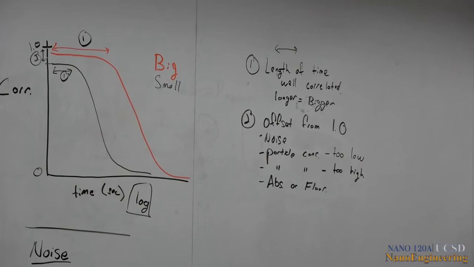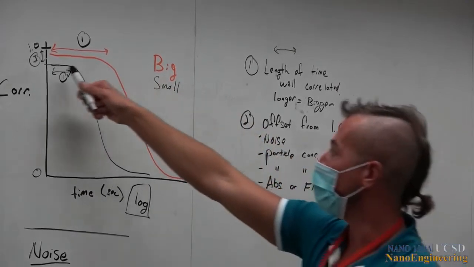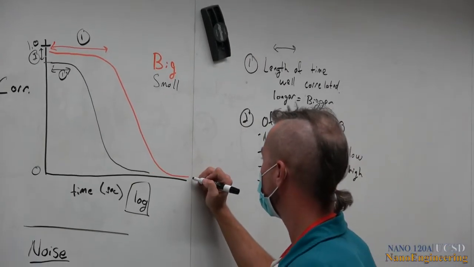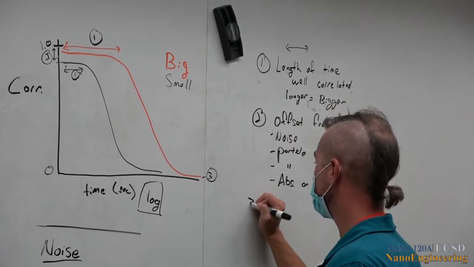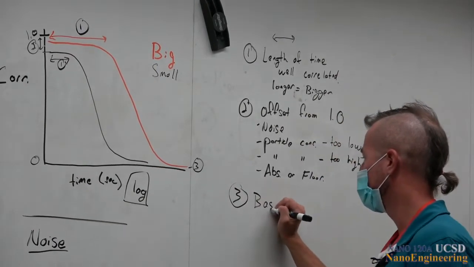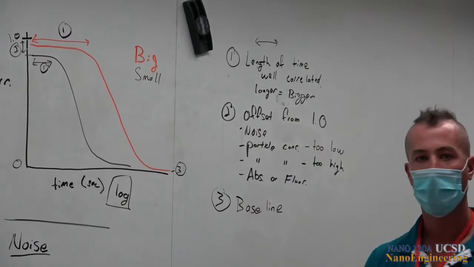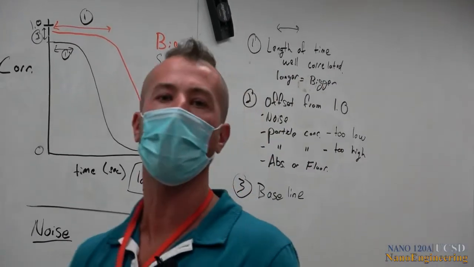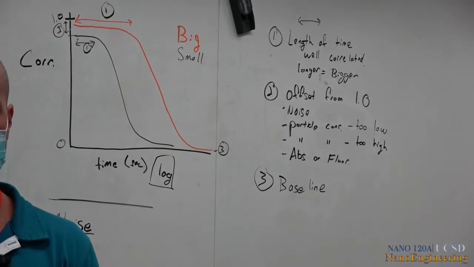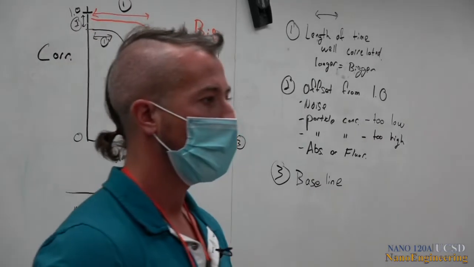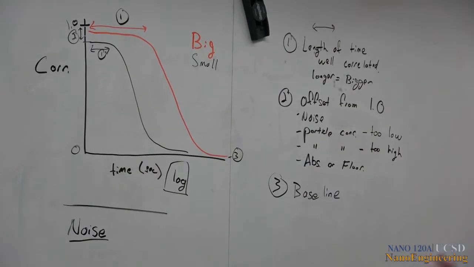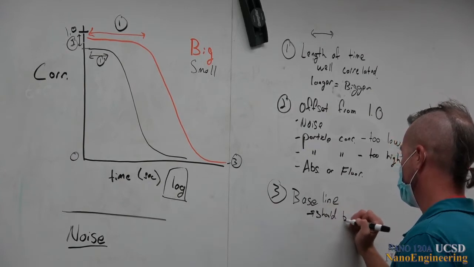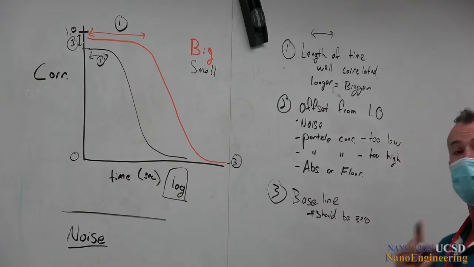Okay. So that's region 1, region 2. Let's talk about down here, region 3. 3 is baseline. At a very long time point, what do you expect this to be, regardless of the particle size? Right? At a very long time point, it should be 0, right? And it should stay at 0.